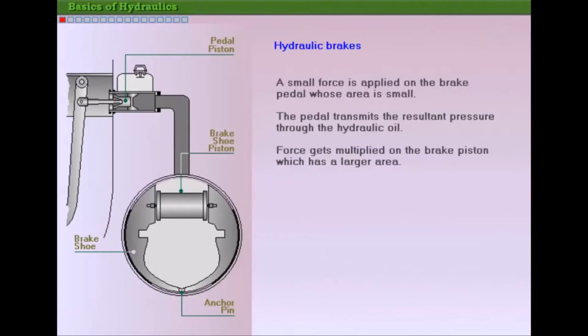The hydraulic brake used in motor vehicles is another example of multiplication of force using hydraulics. Here, a small force applied on the brake pedal piston, whose area is small, transmits the resultant pressure through the hydraulic oil. The force is multiplied by the brake shoe piston, which has a larger area. This multiplied force is enough to stop a moving vehicle.